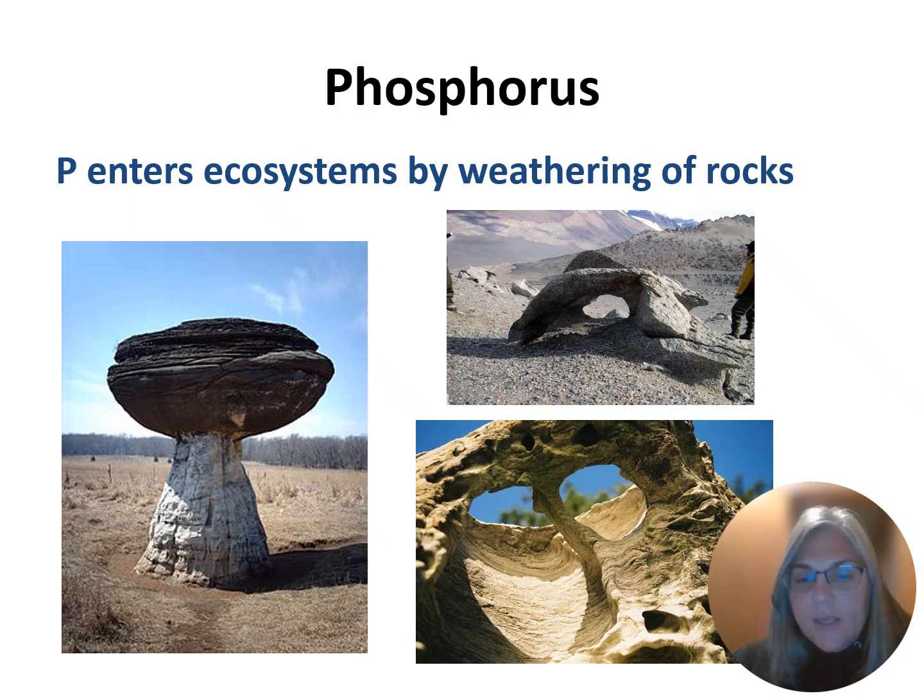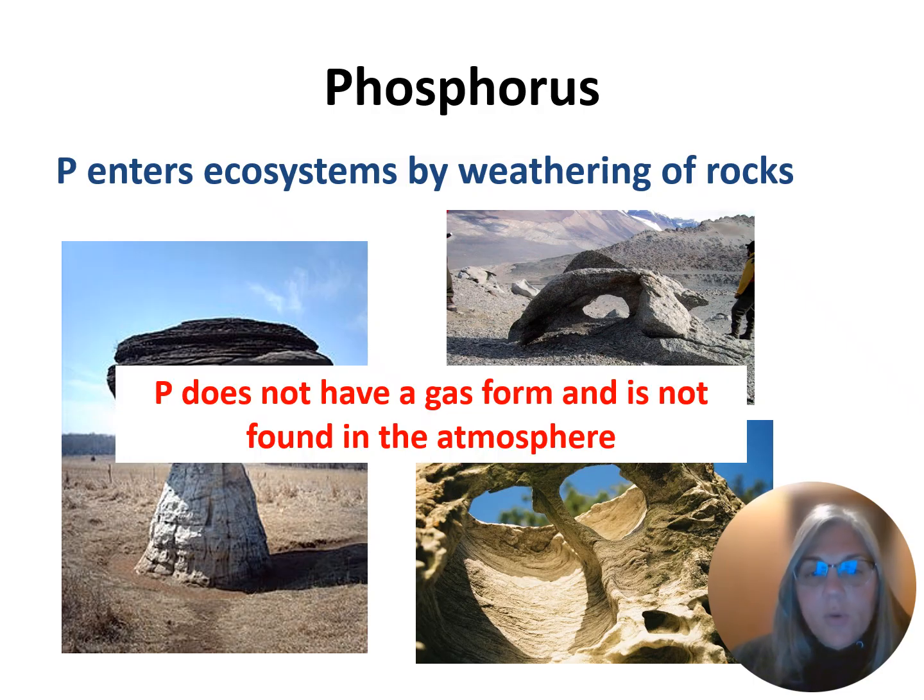So currently on Earth, in the creation of Earth, all the phosphorus is here and it's finite, and it's found in rock. So phosphorus enters ecosystems into the soil through weathering of rock. Important to note, unlike nitrogen, phosphorus does not have a gas form and is not found in the atmosphere.